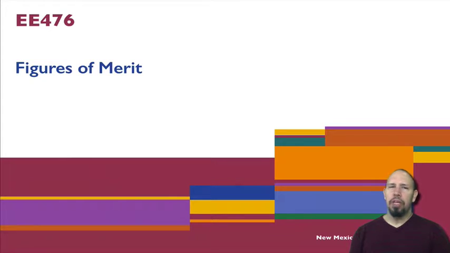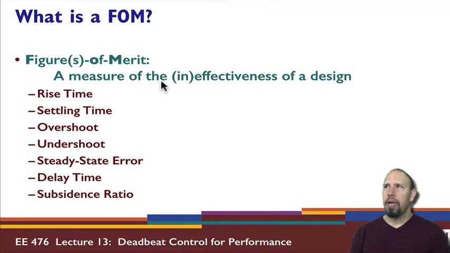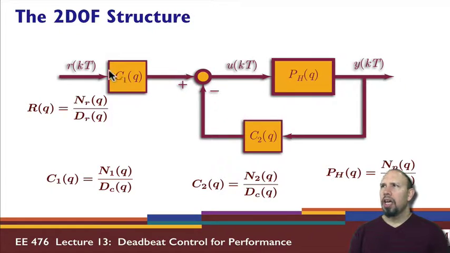So in terms of performance, we need to look at this matter of figures of merit. So what are figures of merit? Basically, they're a measure of the ineffectiveness of a design. So in particular, rise time, settling time, overshoot, undershoot, steady state error, delay time, subsidence rate. These are some of the issues that are commonly referred to as figures of merit. And so we've talked a little bit about some of these things. Again, with our 2 degree of freedom structure, we need to find the controller C1 and C2 to work with this system, where we're now considering our plant in discrete time. And so again, we could have obtained this either through the H transform or through a system identification process.